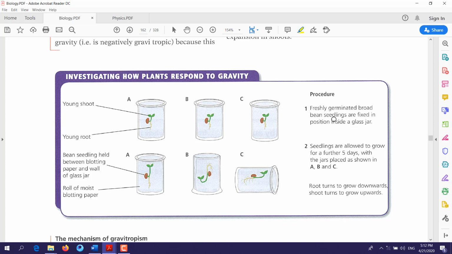The procedure here: freshly germinated bean seedlings are fixed in position inside a jar. Then the seedlings are allowed to grow for a further 5 days with the jar placed as shown in A, B, C. Roots tend to grow downwards, shoots tend to grow upward. If you focus here again, as we know, the root will grow downwards with the direction of gravity, while the shoot, like the stem and leaves, will grow upward, away from gravity. Even if you flip the jar, still see what is happening. The roots start going down, and the shoot starts going upward. Here also it's the same thing. The roots will go downwards while the shoot will go upwards.